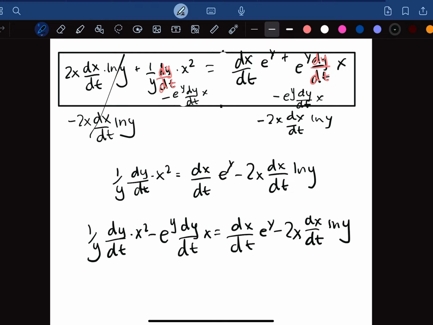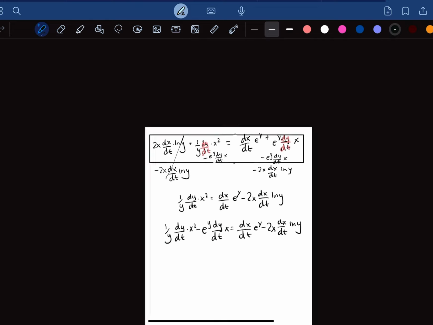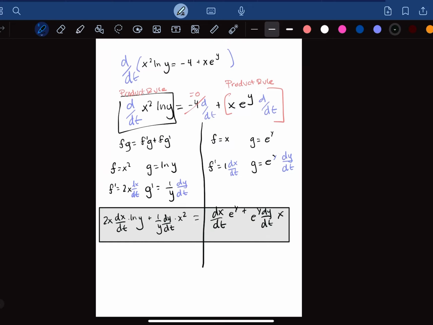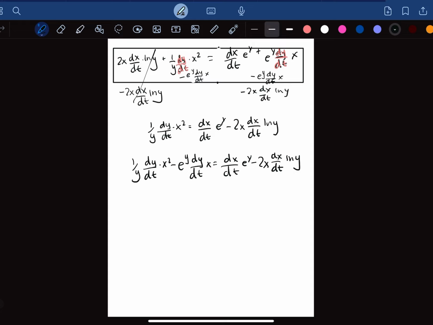For these problems, you definitely want to make sure that you are paying attention to every single step that you're doing, because as you can see, there's a lot of little steps that go into these, so just pay attention to what you're doing, making sure that you're carrying everything correctly. I'm just going to double check what I have over here to make sure my work looks correct. So we have this 2x dx over dt natural log of y plus 1 over y dy dt x squared. All right, perfect.